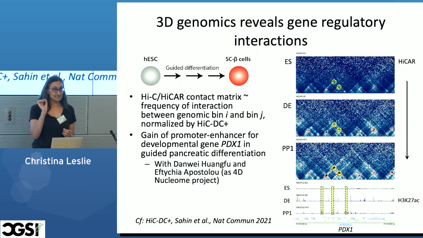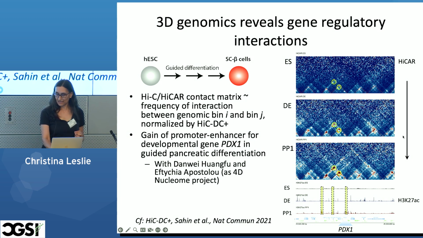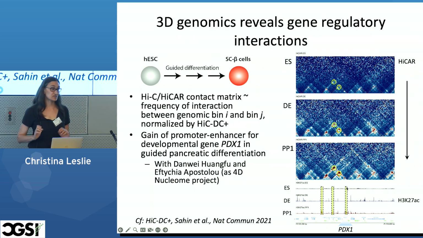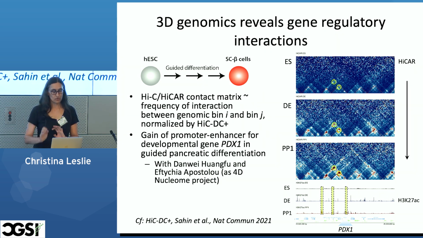This is a guided differentiation system. And what we can see now with this 3D genomic data is the gain, again I have to look over here, of these interactions between enhancers and the promoter of this developmentally important transcription factor. So we have this really nice quality data. We can relate 3D connectivity and also accessibility changes potentially to gene expression changes.